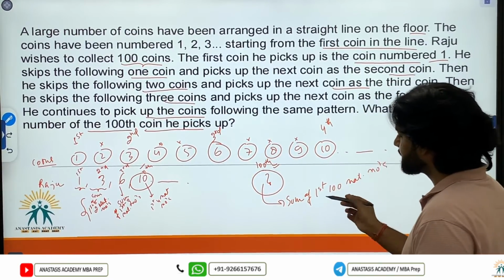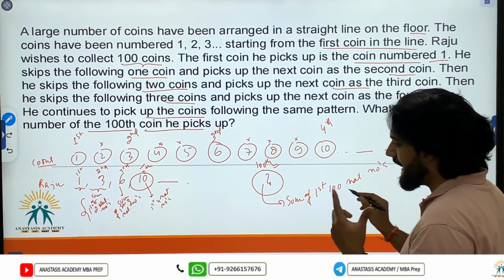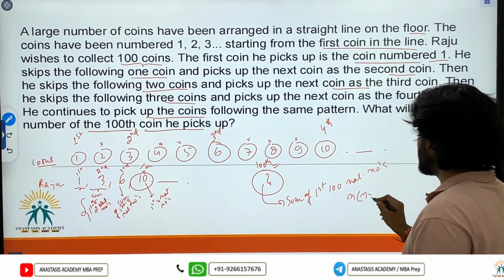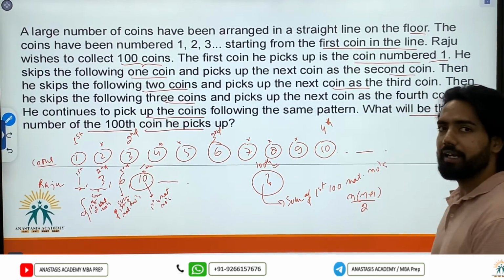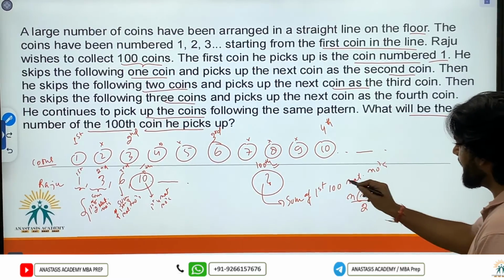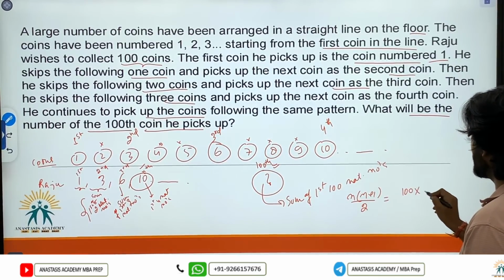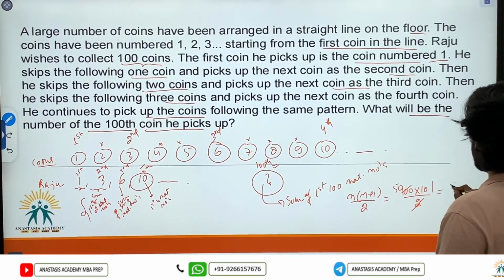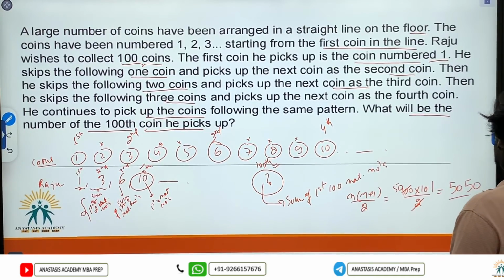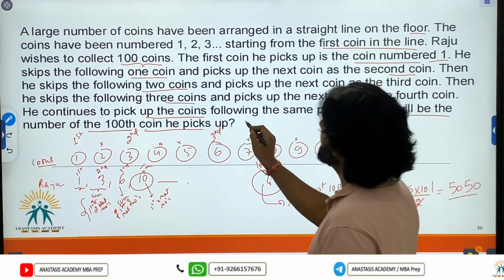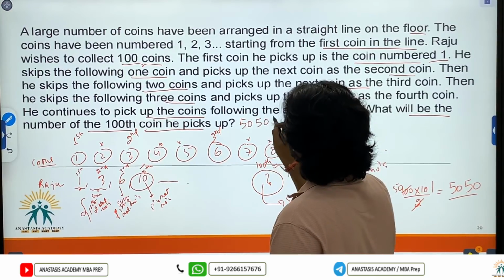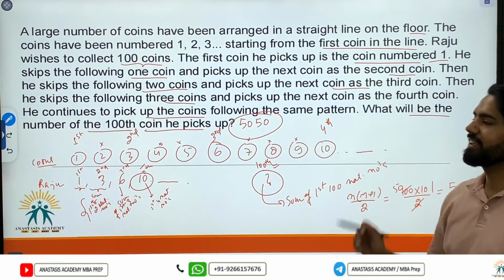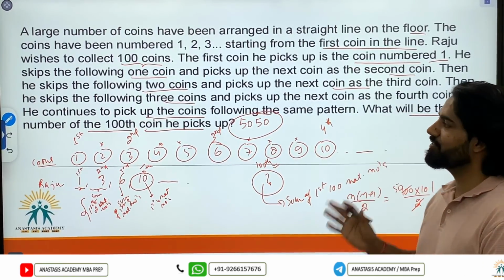Easy. The sum of the first n natural numbers is given by n(n+1)/2. For the first 100 natural numbers, it becomes 100 into 101 by 2. The 2 cancels with 100, leaving 50. So I get 50 into 101, which is 5050. The correct answer would be 5050. A very large one, but the easiest of all.